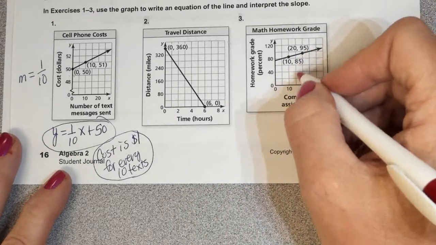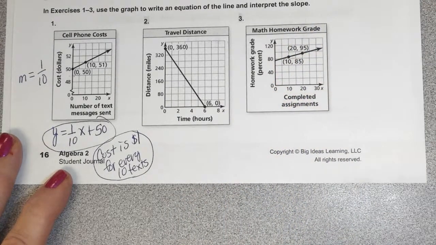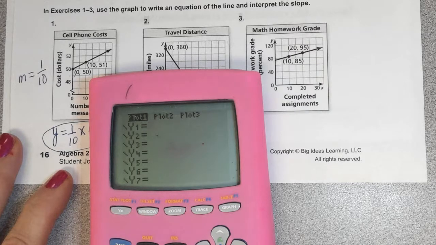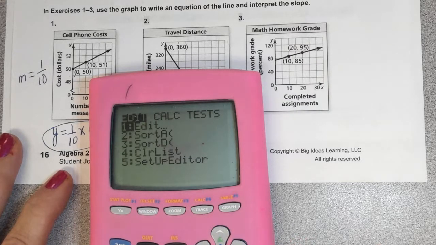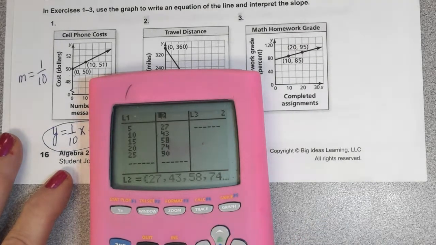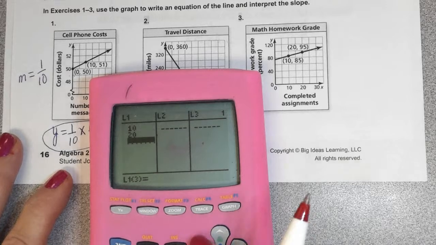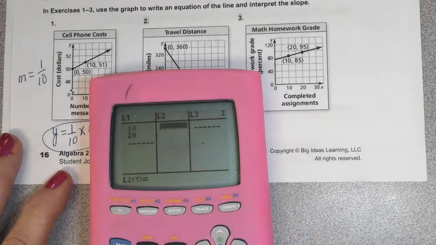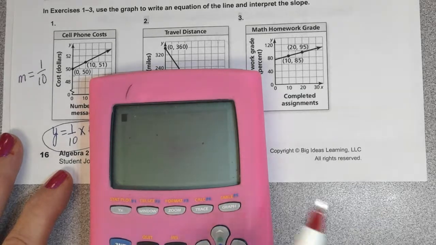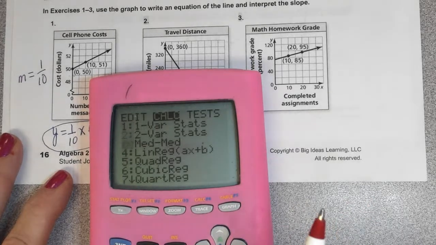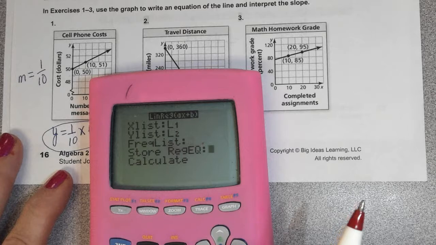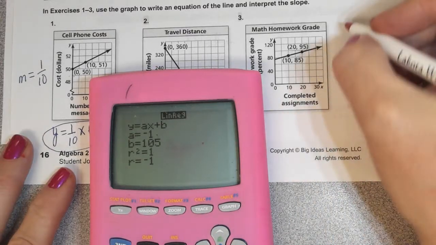So this one's going to be a little bit more difficult. Maybe we would just want to use our calculator and have it come up with it for us. See how quickly you can do it. See if you can just put them in there. Got to be careful with the order. Okay, so here we go.